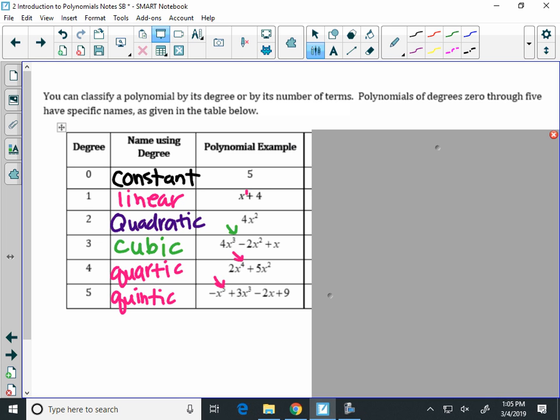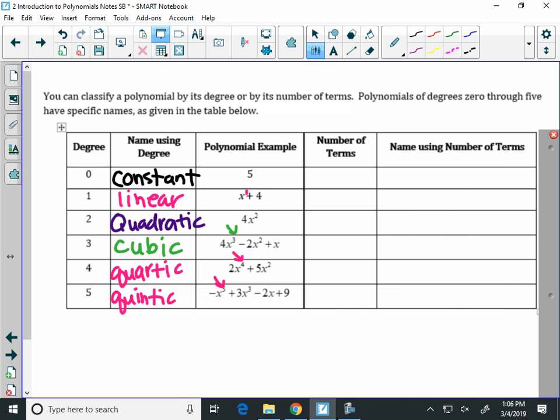Quadruplets is 4. For 2, we have quadratics, but we also have the words bi or do, which also all mean 2. Like, why do we have so many stems? Why do we make it confusing? But those are the names based on degree.